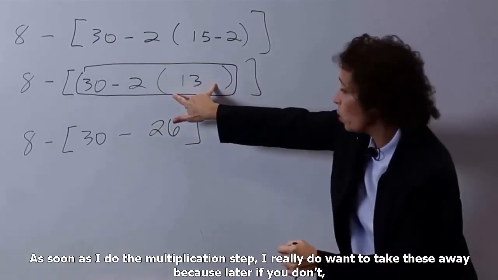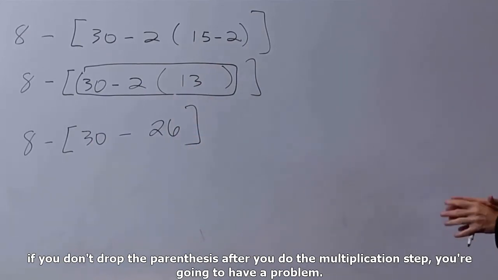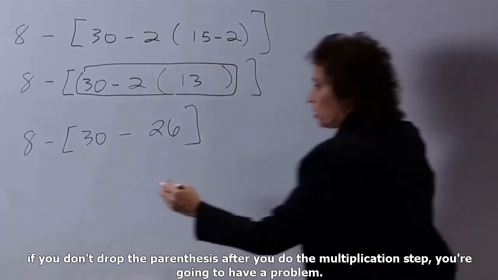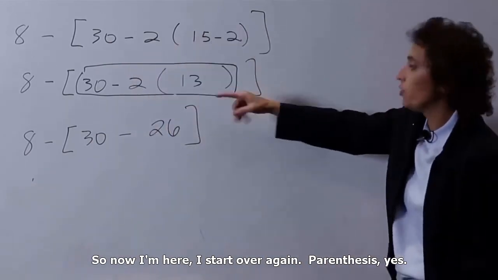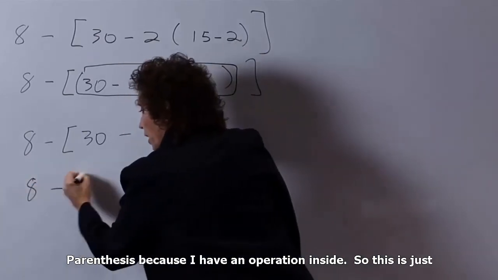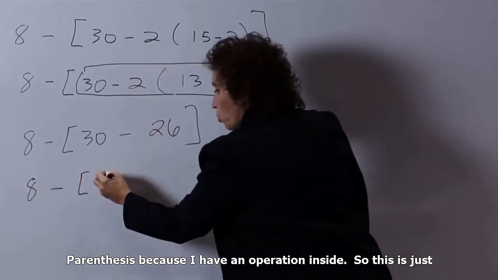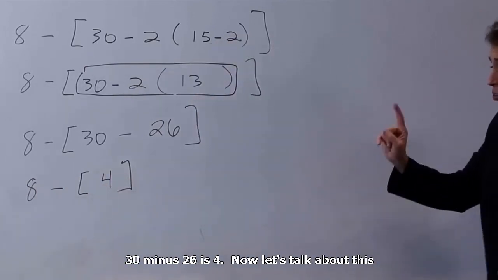As soon as I do the multiplication step, I really do want to take these away, because later if you don't drop the parentheses after you do the multiplication step, you're going to have a problem. So now I'm here. I start over again. Parentheses, yes, because I have an operation inside. So this is just 8 minus 30 minus 26 is 4.